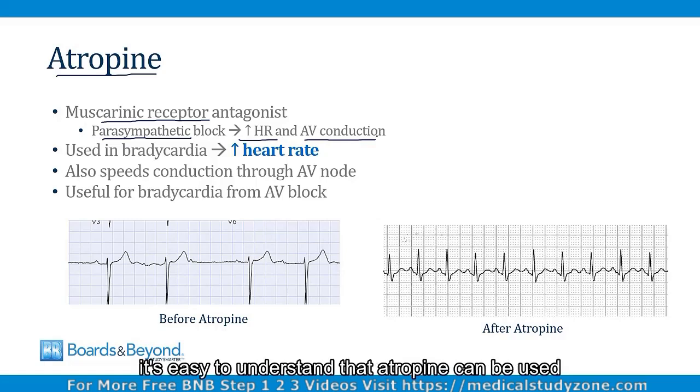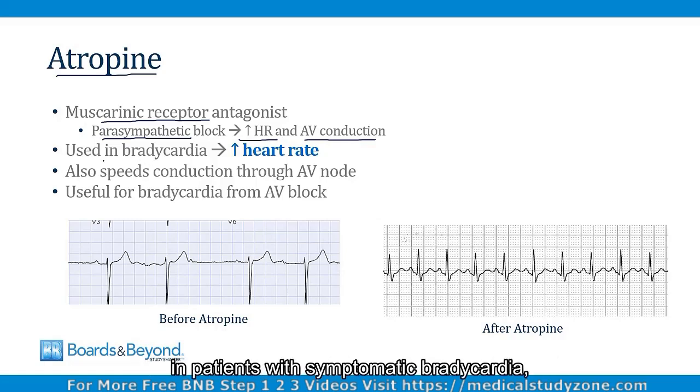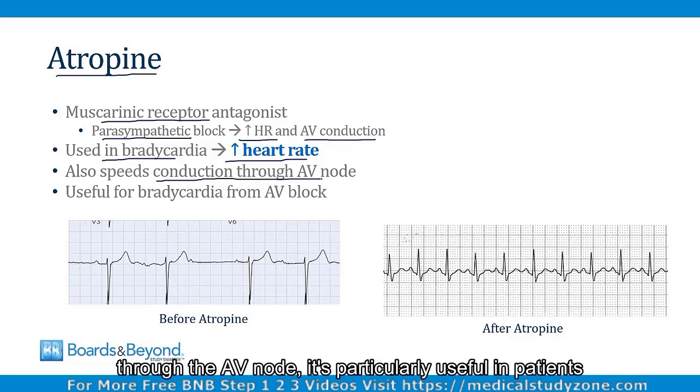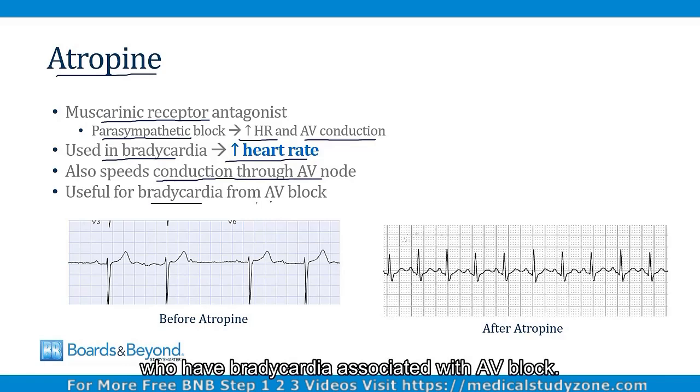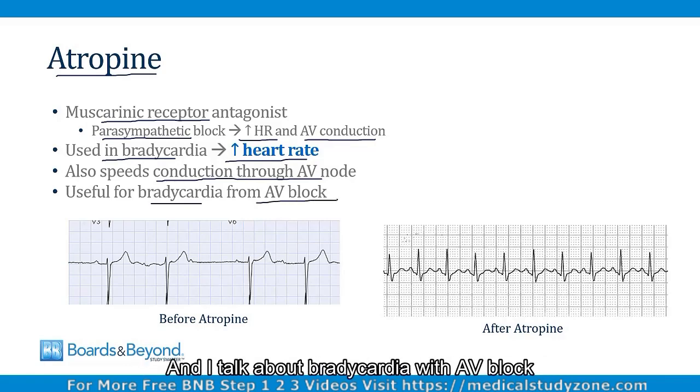And if you understand this, it's easy to understand that atropine can be used in patients with symptomatic bradycardia because it will increase the heart rate. Because atropine also speeds conduction through the AV node, it's particularly useful in patients who have bradycardia associated with AV block. And I talk about bradycardia with AV block in more detail in the video on bradycardia.